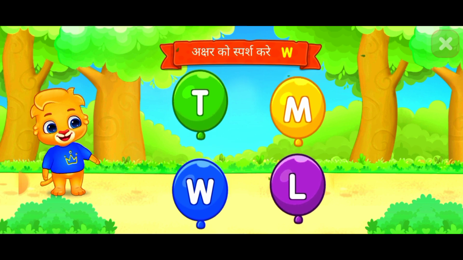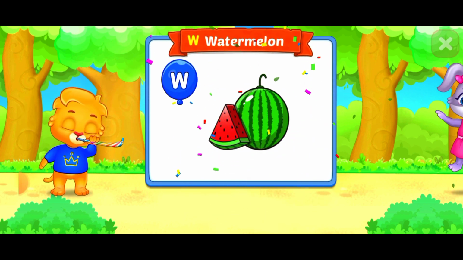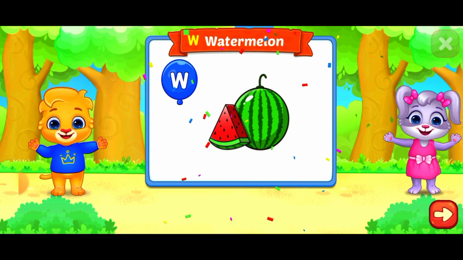अक्षर को स्पर्श करें। W. W is for watermelon.